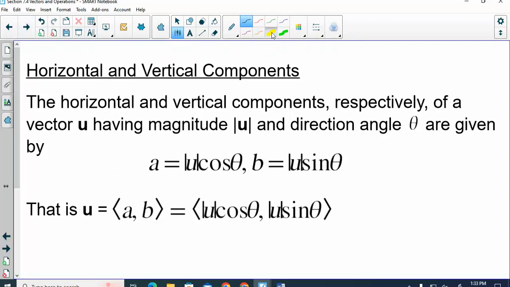Now your book talks a lot about horizontal and vertical components. All that's meaning is find the vector. So the vector itself can be found by taking the magnitude times the cosine of the angle and the magnitude times the sine of the angle.